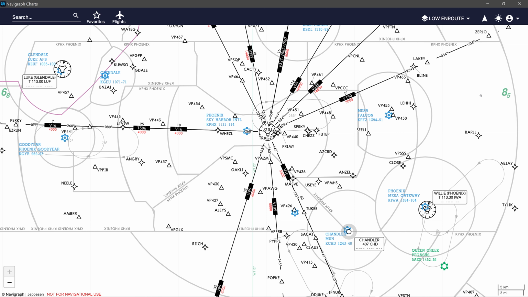VOR/TACAN stations, which for our purposes are the same as VOR/DME stations, the difference being that they are dual-purpose beacons that house a VOR and TACAN system for military aircraft. The distance measuring equipment used by TACANs is the same for civil aircraft, so can be used as a VOR/DME station. VORs are pretty easy to find on the charts.